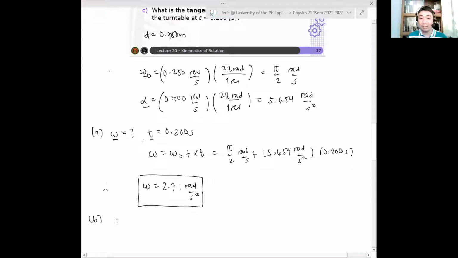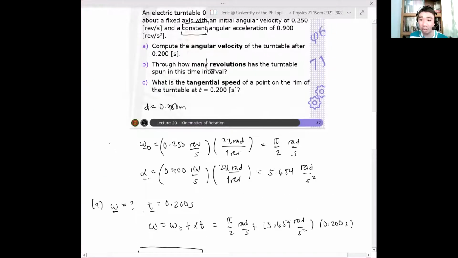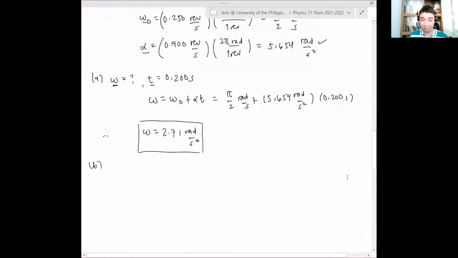So letter B. Now, what is being asked is how many revolutions. What we can do first is just use revolutions. But sometimes we want to work in radians first so we are sure we are using SI units. That's the reason. You can go straight to revolutions if revolutions are asked, but it's better to start in radians and then convert to revolutions. Especially when no unit is specified, radians is the default answer. Just so we get used to it. Okay? So, how many revolutions?